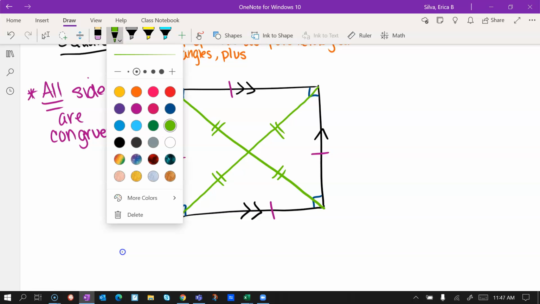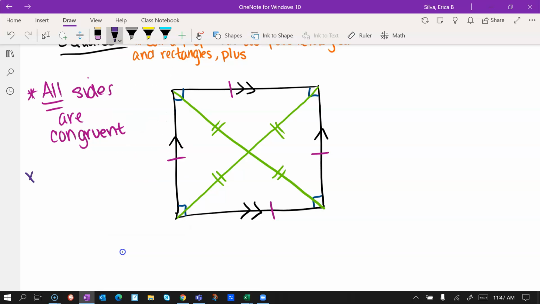Now, this is another thing that makes squares completely different from parallelograms and rectangles. Your diagonals bisect the opposite angle. So this angle will be congruent to this one. This angle is congruent to this angle. This angle is congruent to that one. And this one is congruent to that one. So diagonals bisect opposite angles.